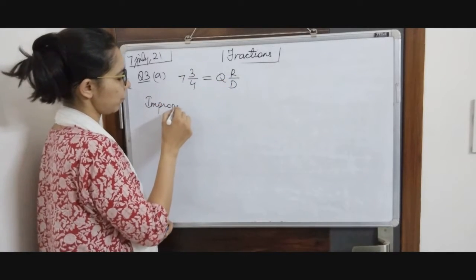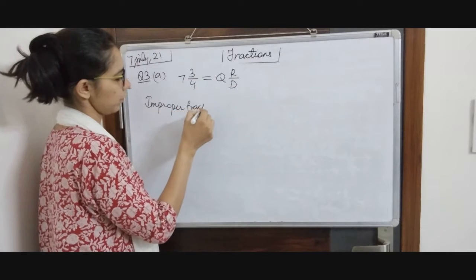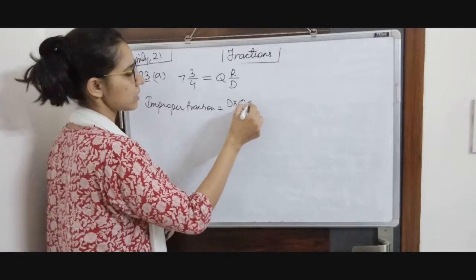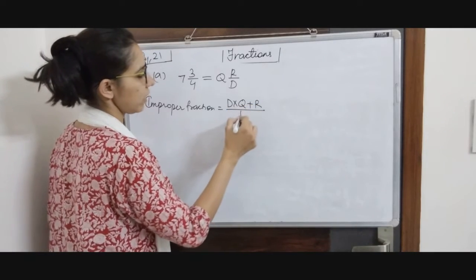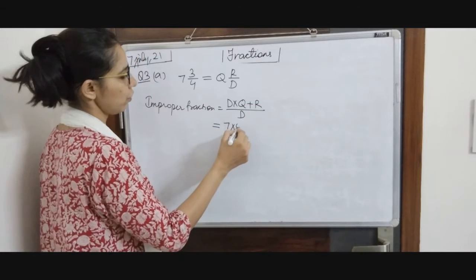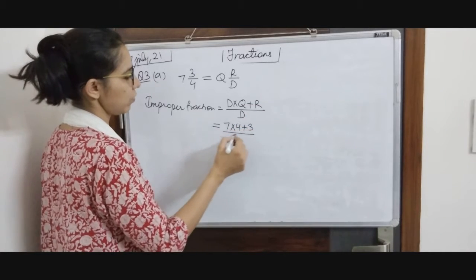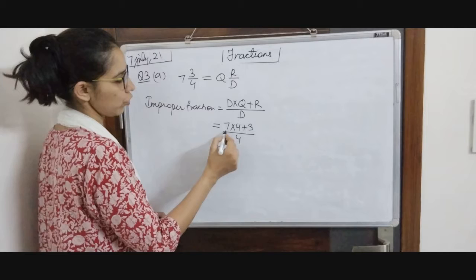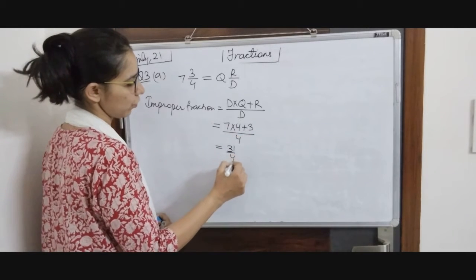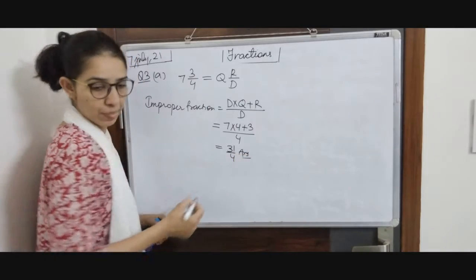So the improper fraction will be D into Q plus R divided by D, which is going to be 7 into 4 plus 3 divided by 4. This is going to be 31 by 4. So this is going to be the answer.